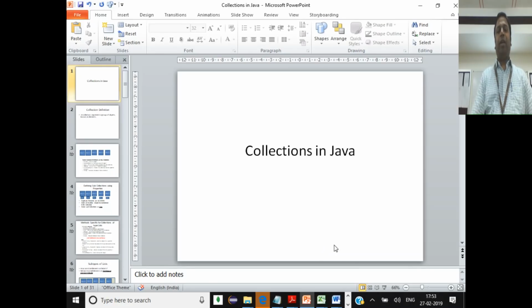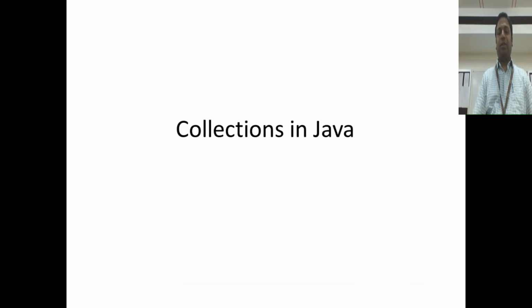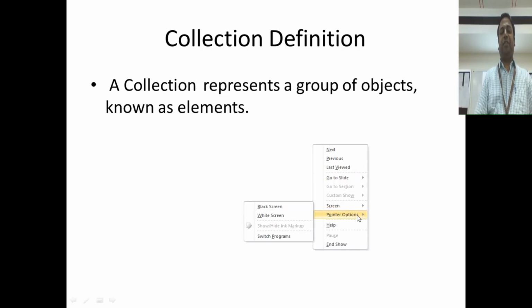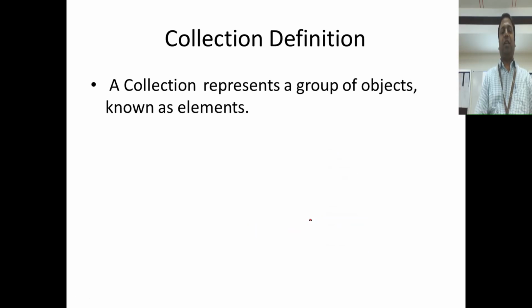So we'll be looking at what are collections. A collection represents a group of objects. That's it. Very simple definition. A collection is nothing but a group of objects. Objects can be string objects, integer objects, your own user defined objects. You put some group of objects together, you create a collection.